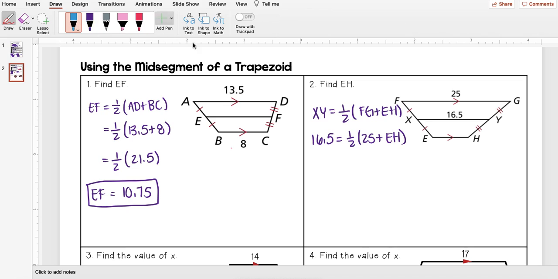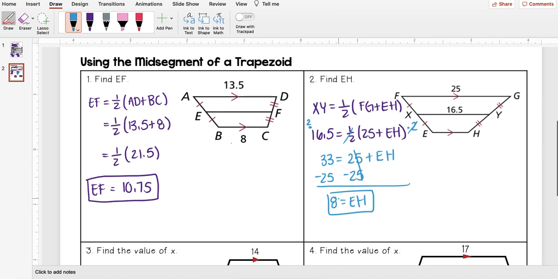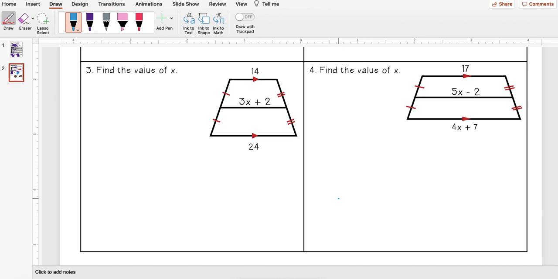So instead, I'm going to go ahead and multiply both sides by 2. And what that does is that 1/2 times 2 is just equal to 1, so these end up actually canceling out. And so I get 16.5 times 2, which is 33, is equal to 25 plus EH. So again, I multiply by 2 on both sides because that gets rid of my 1/2. Then I'll subtract both sides by 25, and I get that 8 is equal to EH. Okay, let's try a little bit of a harder one.